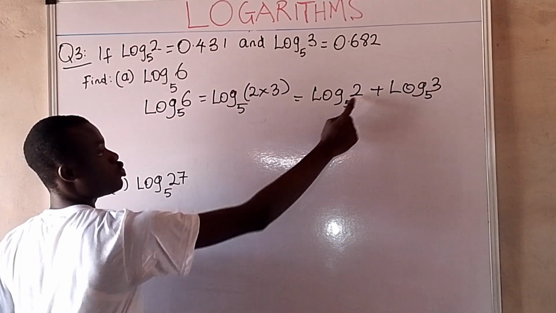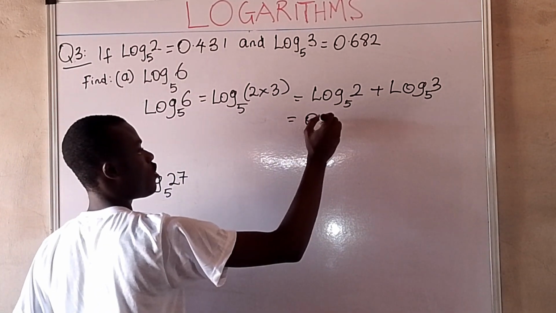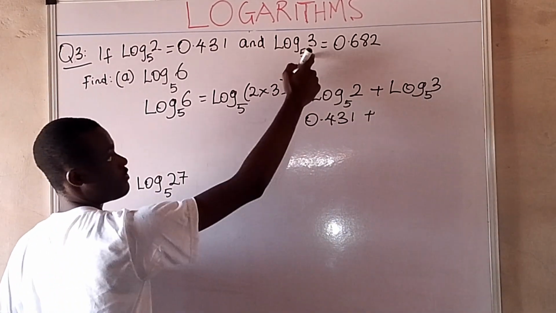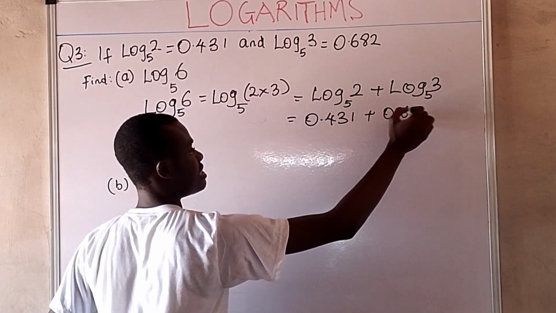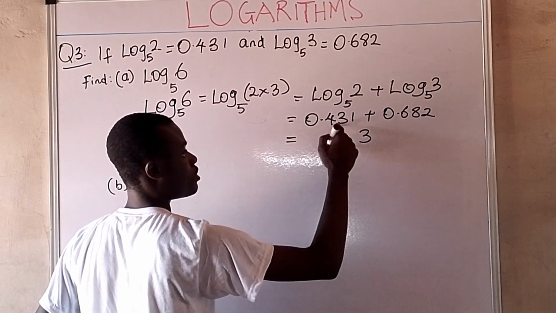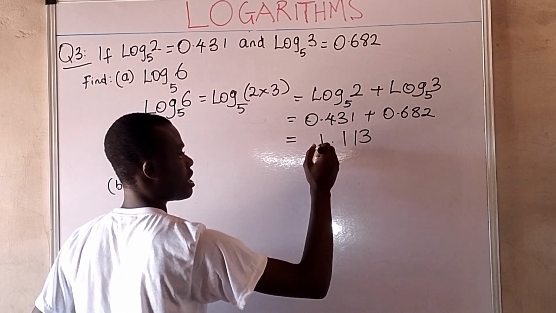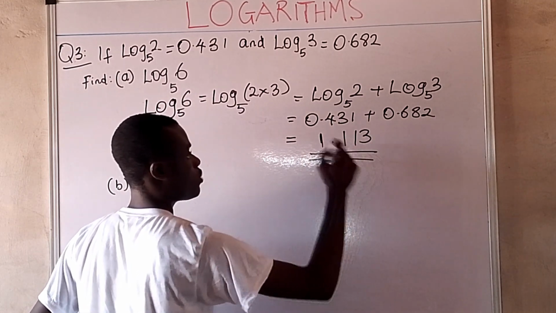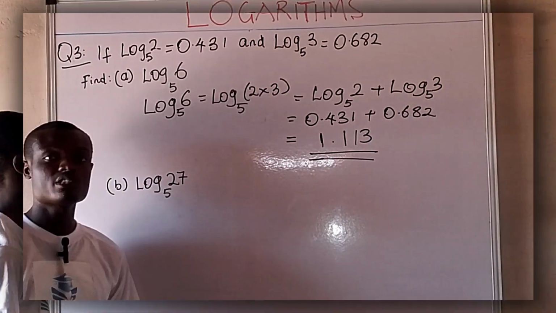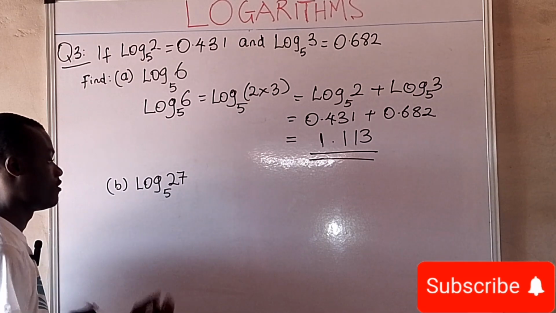Now, log 2 to the base of 5, we have the value here as 0.431 plus log 3 to the base of 5, the value is given here as 0.682. So when we add up, 1 plus 2 is 3, this is 11, this is 10 plus that 1, then carry the other one here. So definitely when you add these two, you are going to have 1.113.